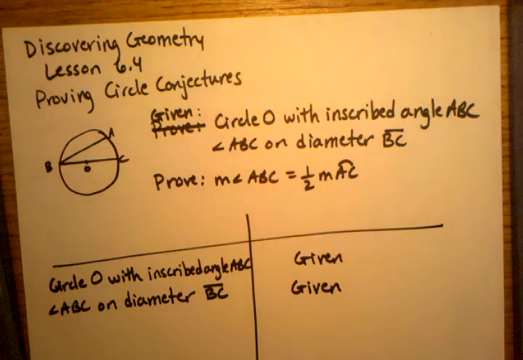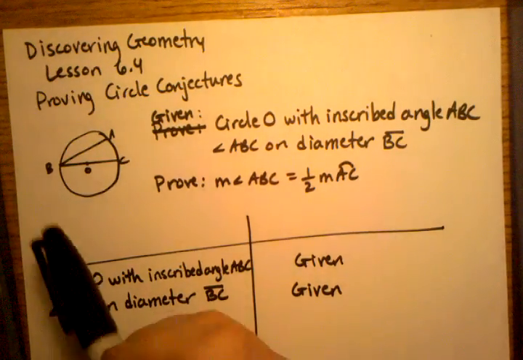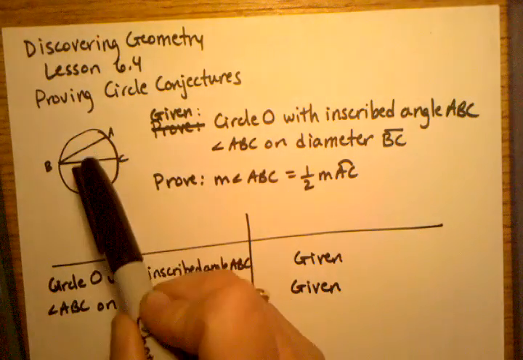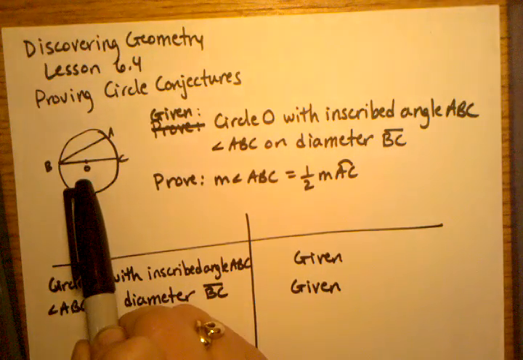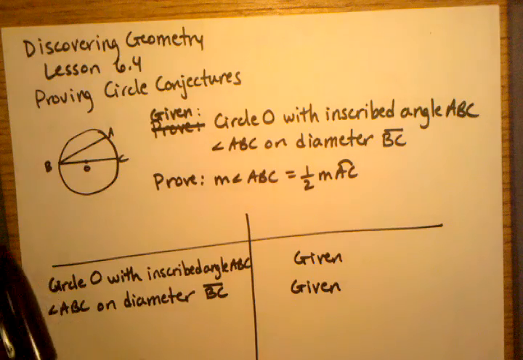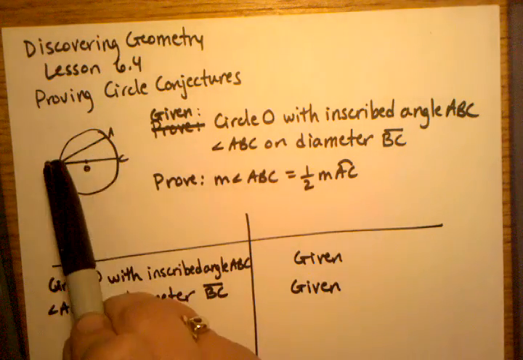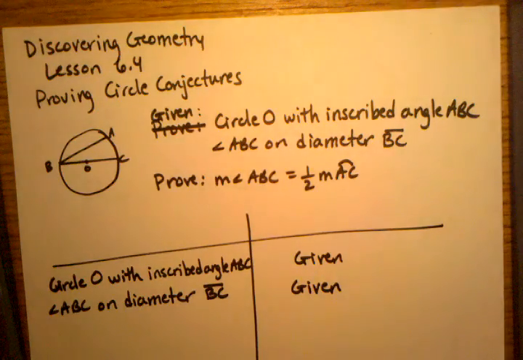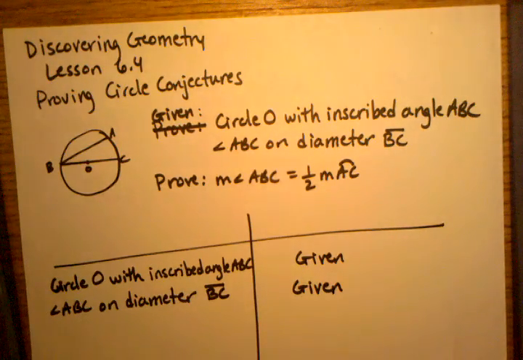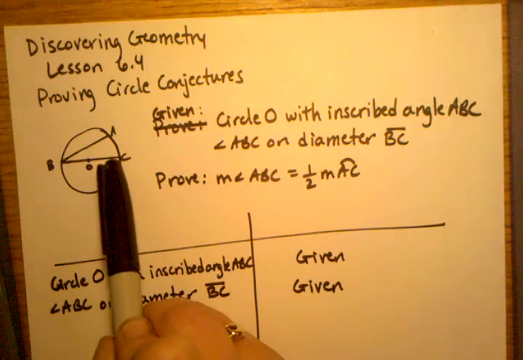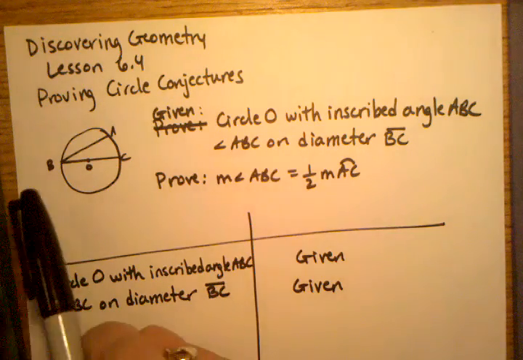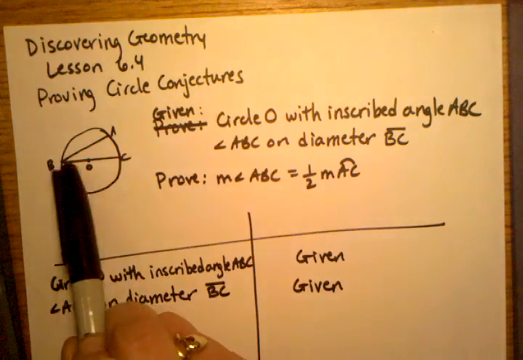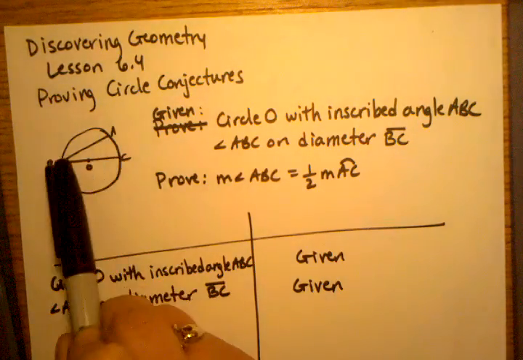What we're given is this circle, O, identified by O next to the center point, has an inscribed angle, which is identified by ABC. And also, what we're given is that angle ABC is on the diameter BC. So BC is one side of the angle ABC.